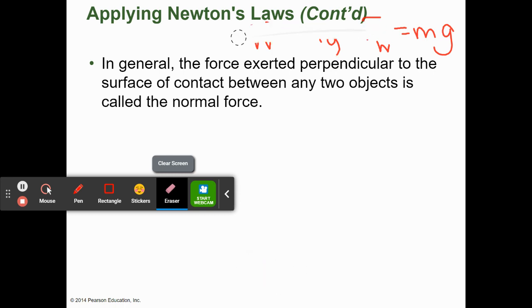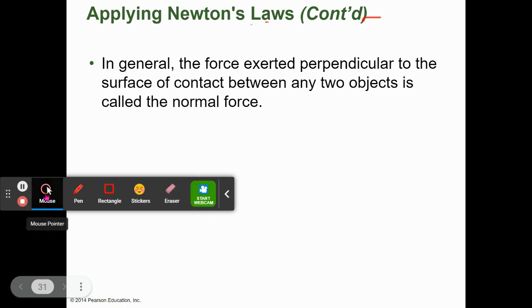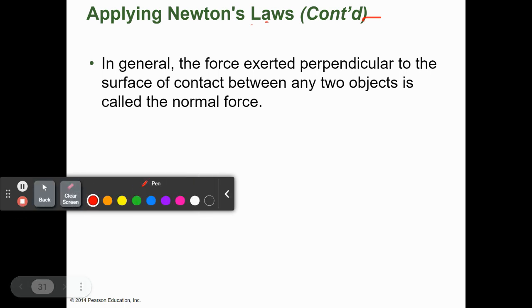In general, the force exerted perpendicular to the surface of contact between the two objects is what we call the normal force. Okay, so make sure you know that it acts perpendicular to the surface. That's going to be really important in the next chapter when we start incorporating friction and when everything is not on a nice level surface. Okay, so normal force acts perpendicular to the surface.